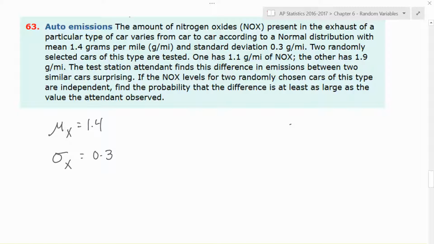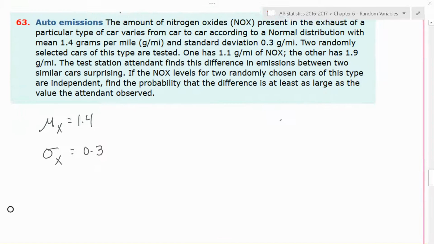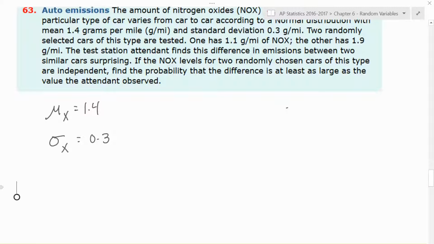And we can see that one is slightly farther from the mean than the other. The mean is 1.4. The test station attendant finds this difference in emissions between the two similar cars surprising. If both cars are supposed to be the same, why are they so different? If the nitrogen oxide levels for the two randomly chosen cars of this type are independent, that's important so that we can combine variances, add variances, find the probability that the difference is at least as large as the value the attendant observed. So I think the key word to start off here with is difference.